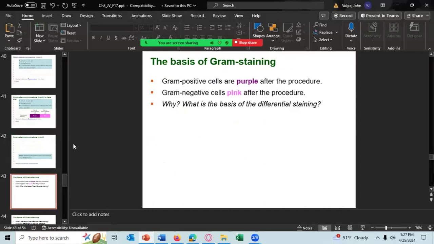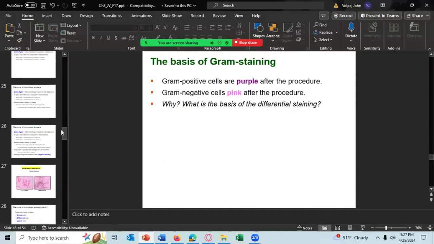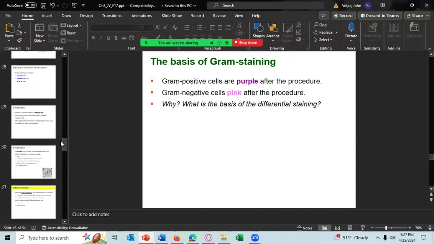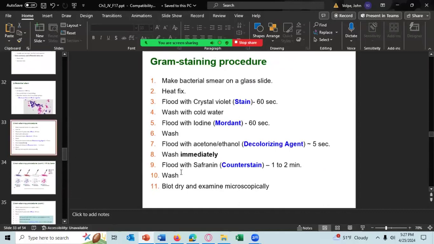All right, before we go here, let me talk about something. Remember we're on slide 43 here. I forgot to say this at the very start. After every step, we're washing the cells with cold water, washing them gently so we don't wash the cells off the slide. But after every step, you're washing with cold water.